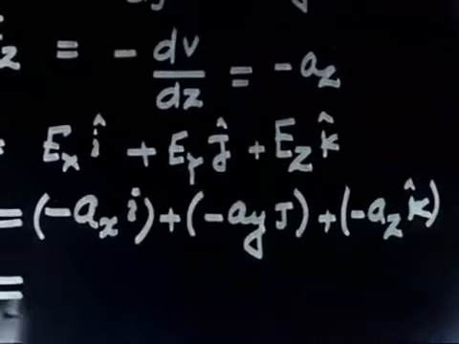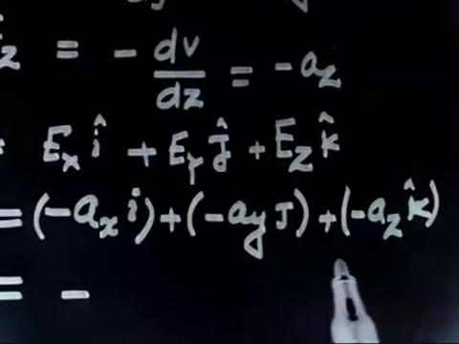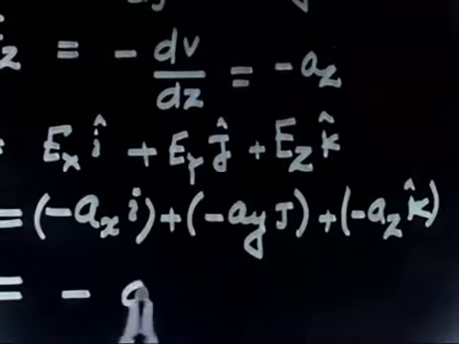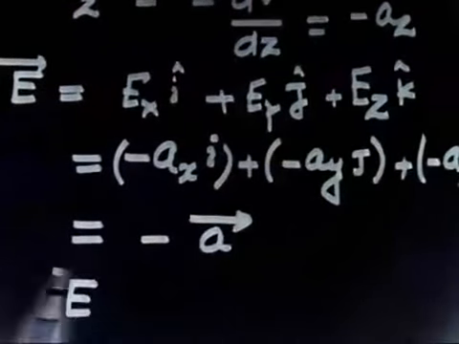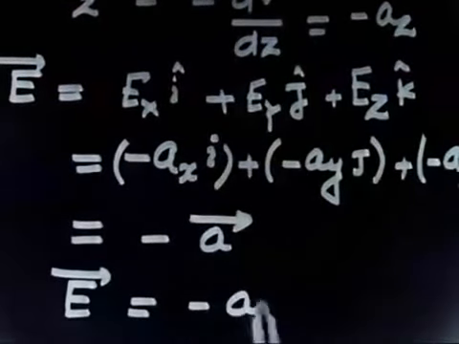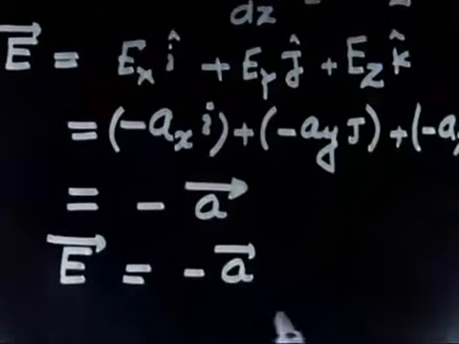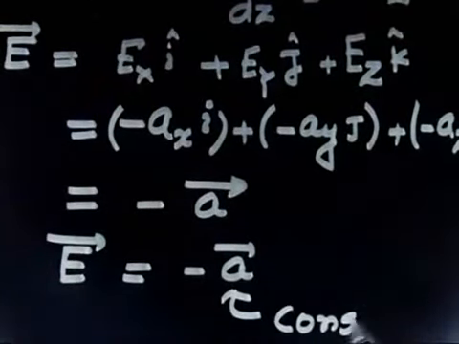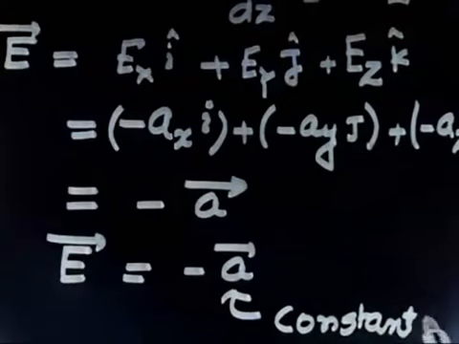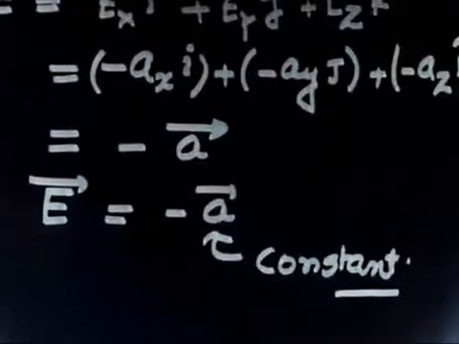So if you take minus common, you will have Ax i plus Ay j plus Az k, that is vector A. Now this means the electric field is simply given as minus A. So the electric field is basically a constant, vector A is a constant, so the electric field is constant, not only magnitude wise, it is also constant direction wise, because the direction of A is constant.